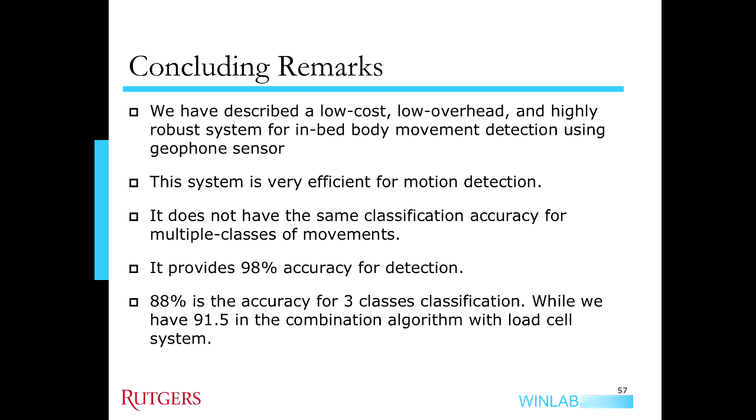Geophone is very good in detection, but it's very bad in classification because we're still missing some information about the body center of mass. So with 3 classes, we reached 88. How about 9 classes? 9 classes will go very bad.